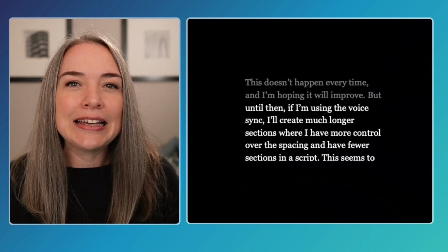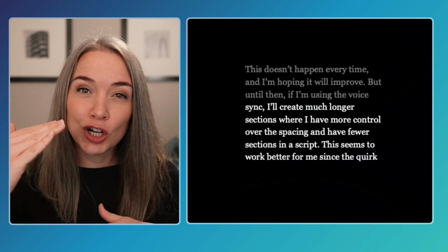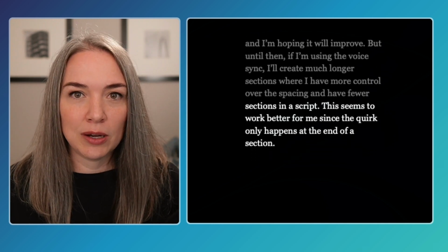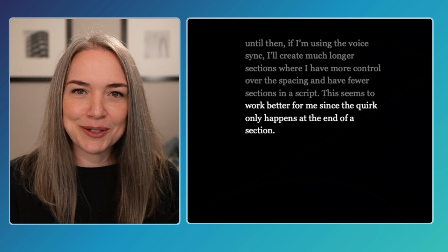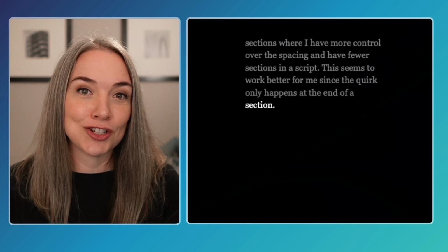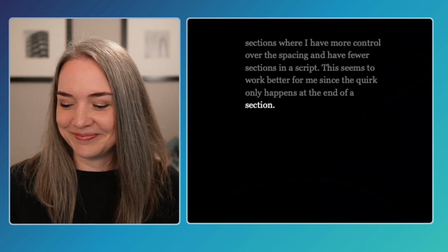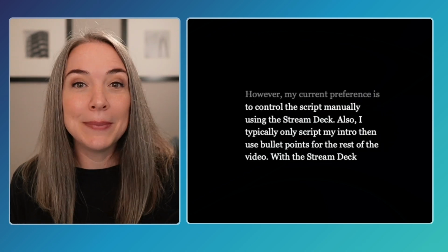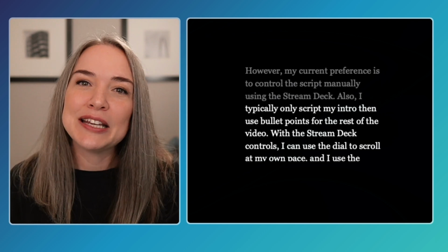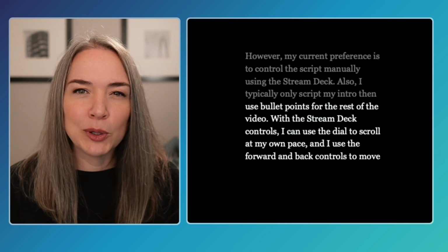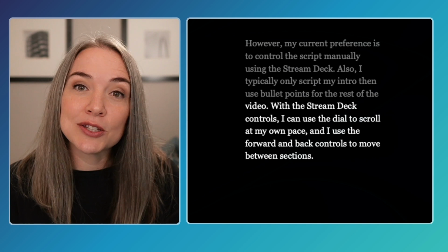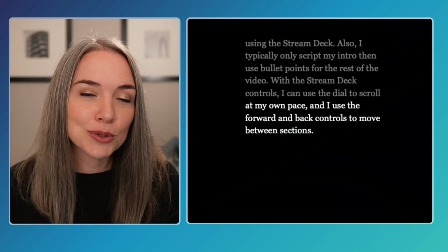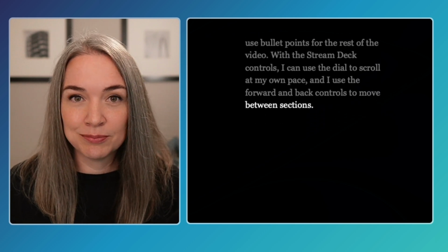But until then, if I'm using the voice sync, I create much longer sections where I have more control over the spacing and I have fewer sections in a script. This seems to work better for me since the quirk only happens at the end of a section. However, my current preference is to control the script manually using the Stream Deck. Also, I typically only script my intro and then I use bullet points for the rest of the video. So with the Stream Deck controls, I can use the dial to scroll at my own pace and then use the forward and back controls to move between sections.